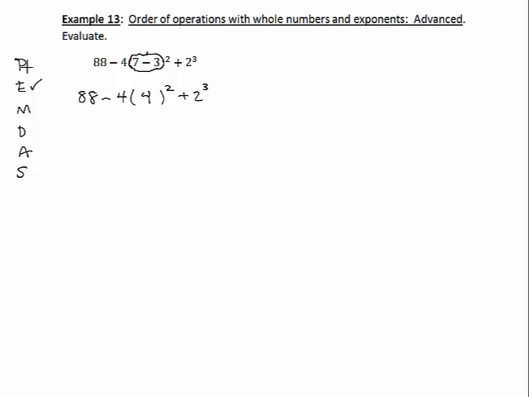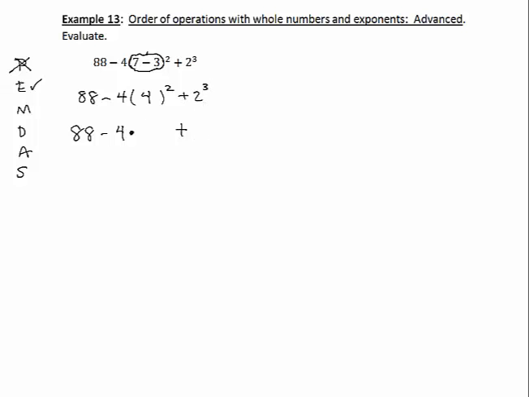So we have completed these parentheses here. We go to the exponents. 88 is not involved with an exponent. This first 4 is not involved with an exponent. It's multiplying. I can put a dot in there if I want to myself. This is the exponent that we're going to apply. This plus isn't involved, but this 2 and this 3 are.